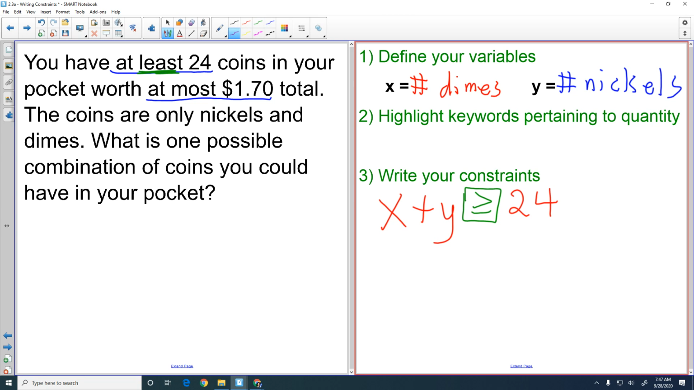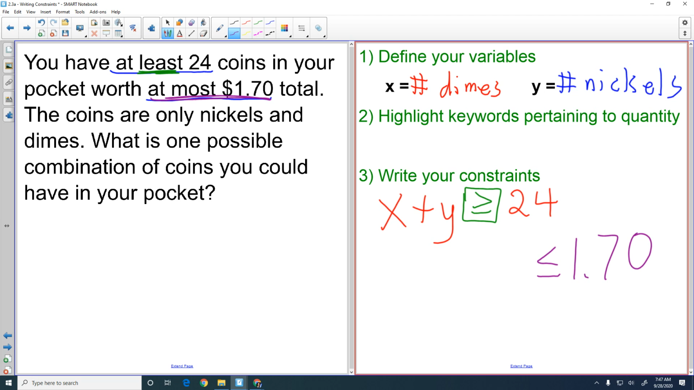All right, Michael, redemption time. The value is at most $1.70. So when I add up the total value of all the coins together, could it equal more than $1.70? Or could it equal less than $1.70? Less. Yes, because $1.70 is the maximum. So for the second inequality, that total value has to be less than or equal to $1.70, because at most that's what it's worth. It can equal less than that, but when I add up the value of the coins, it can't be more than that.